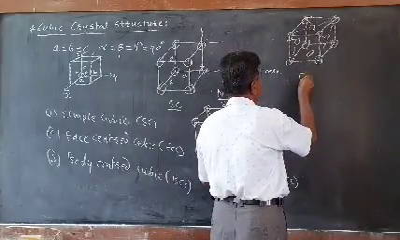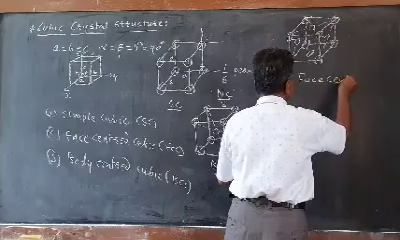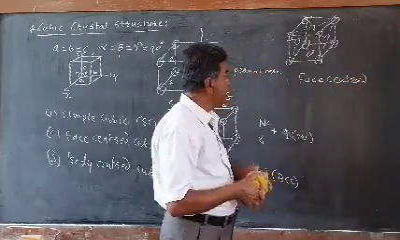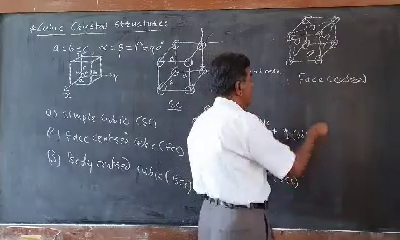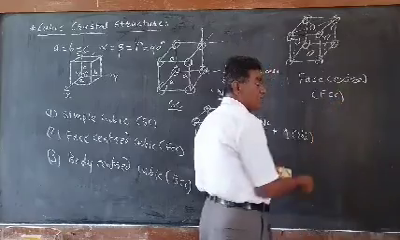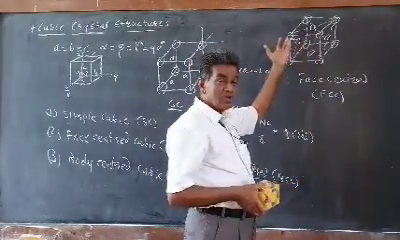Why is it called face centered? The extra atoms are located exactly at the center of the faces of the unit cell, and therefore it is called face centered cubic, or FCC. The whole crystal structure of the FCC can be built up by the repetition of this unit cell.